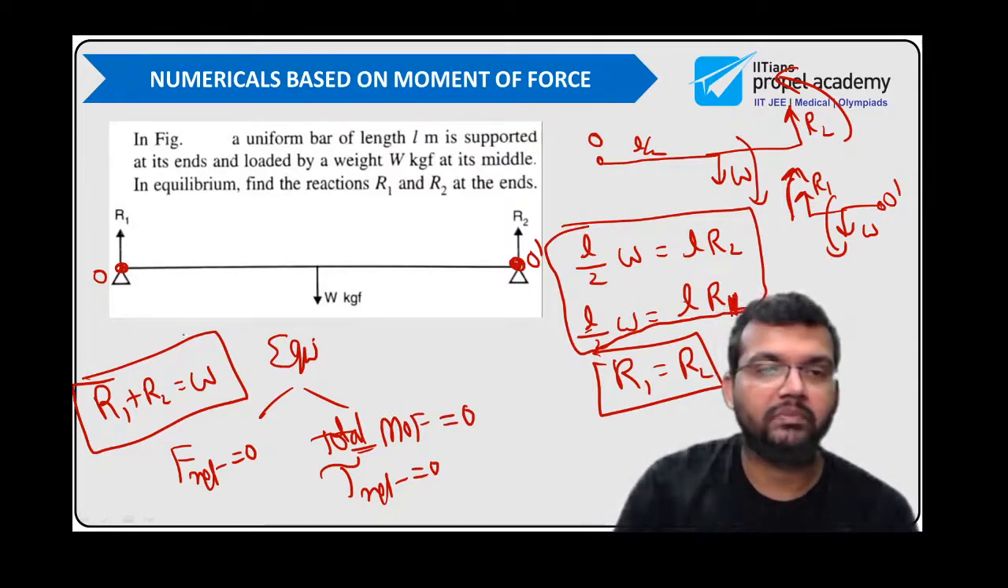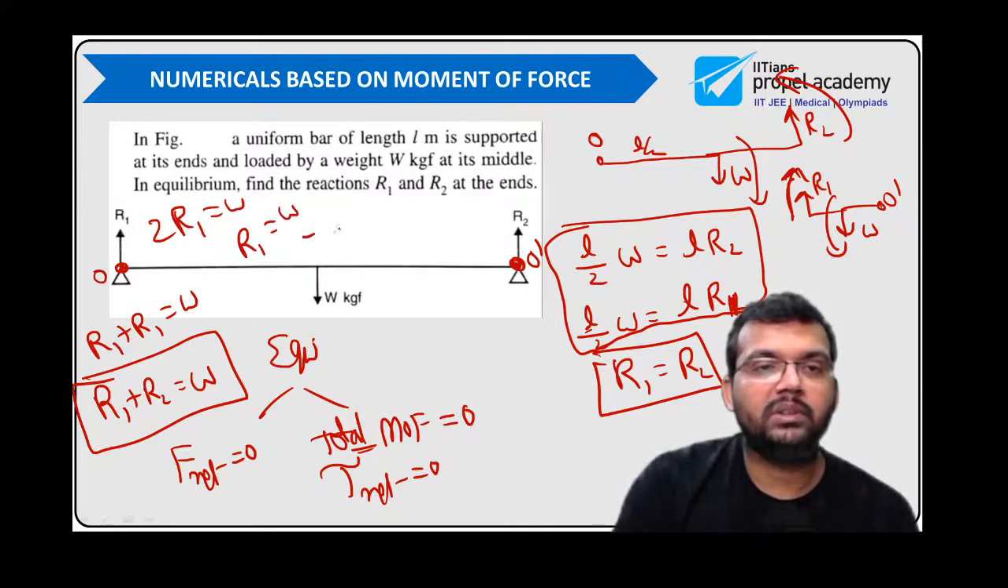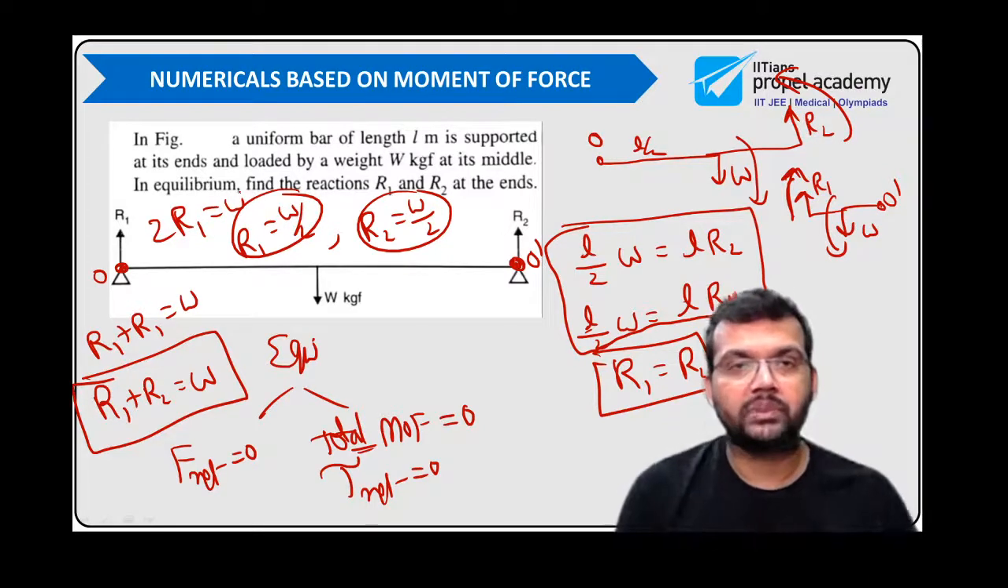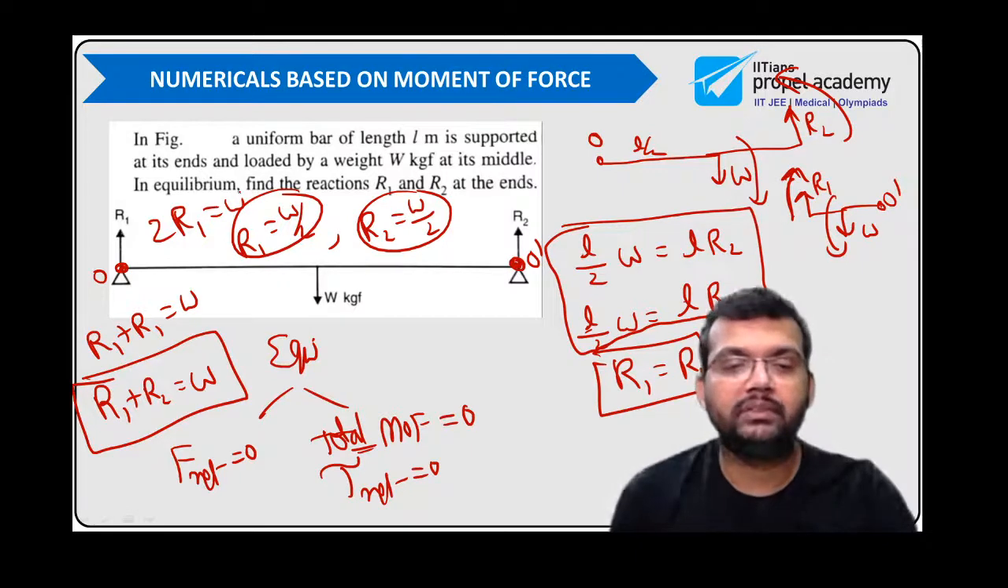By balancing, and equating these two equations, we get R1 equals R2. So R1 plus R1 equals W, so 2 times R1 equals W, or R1 equals W by 2. So obviously R2 is also W by 2. Like this, we can solve questions based on moment of force.